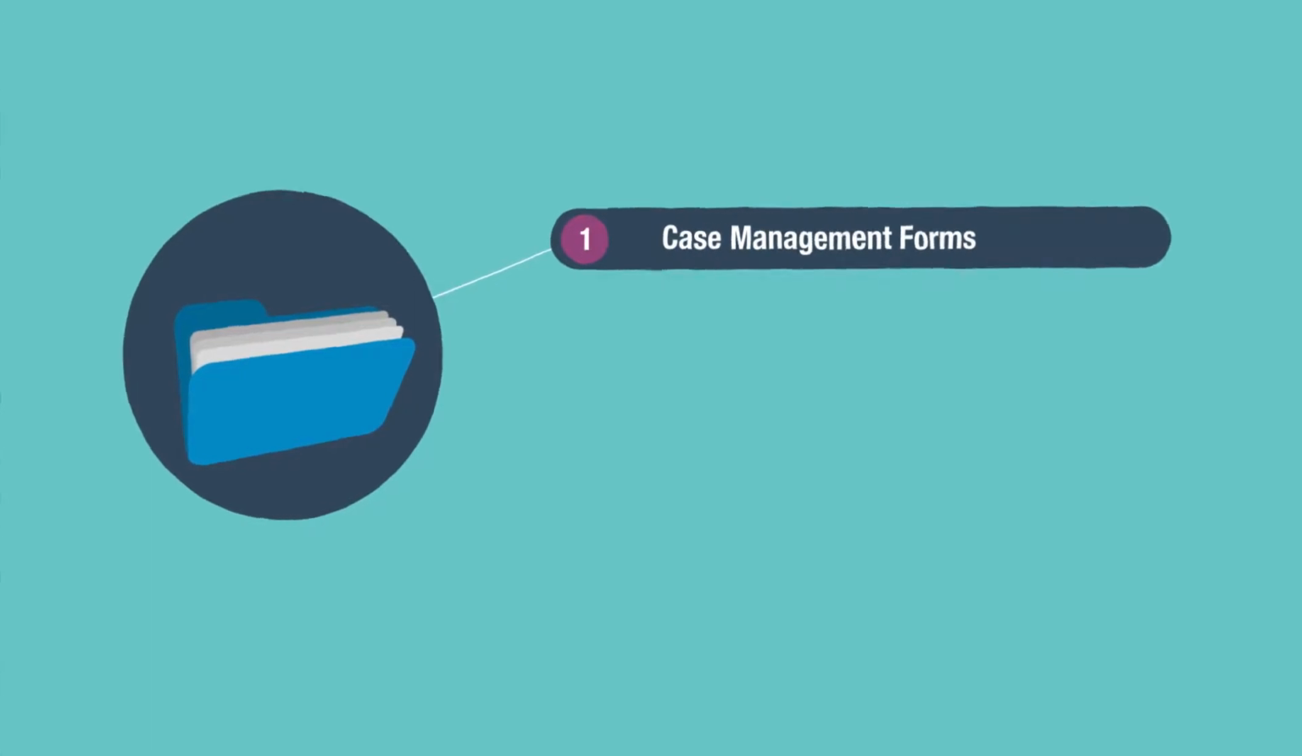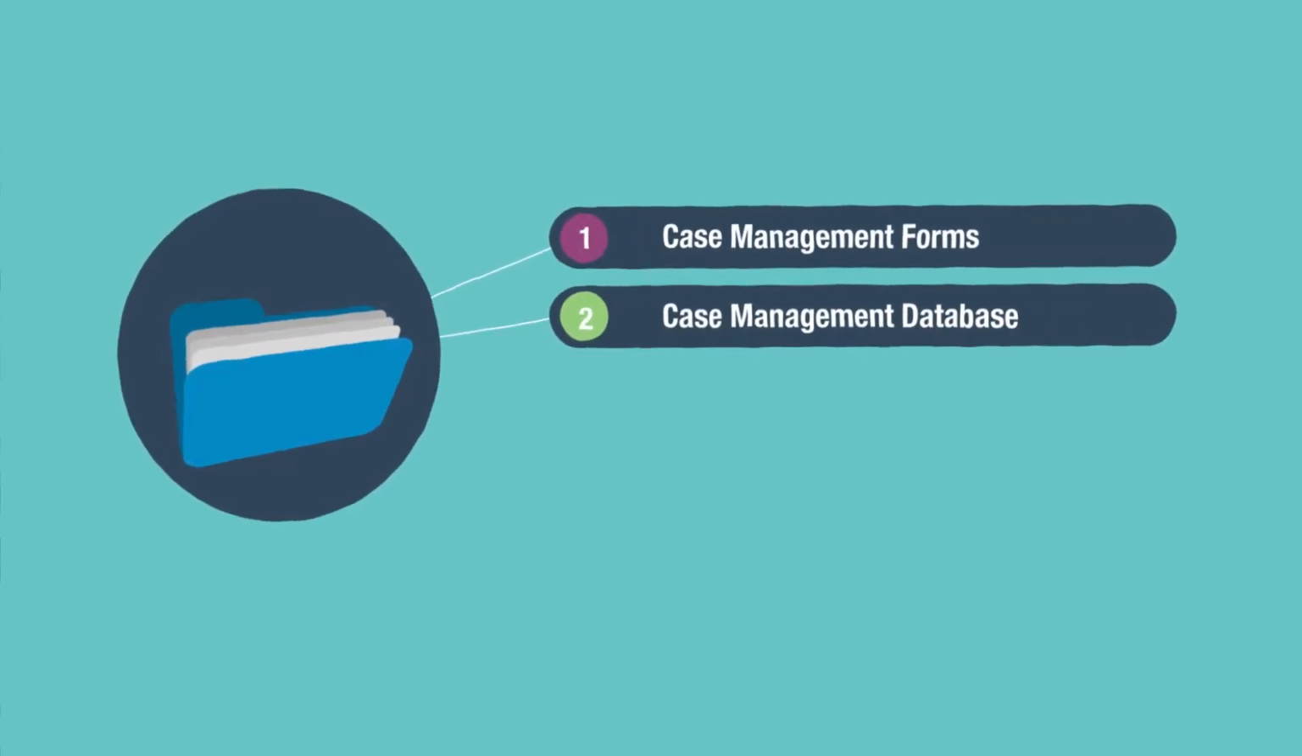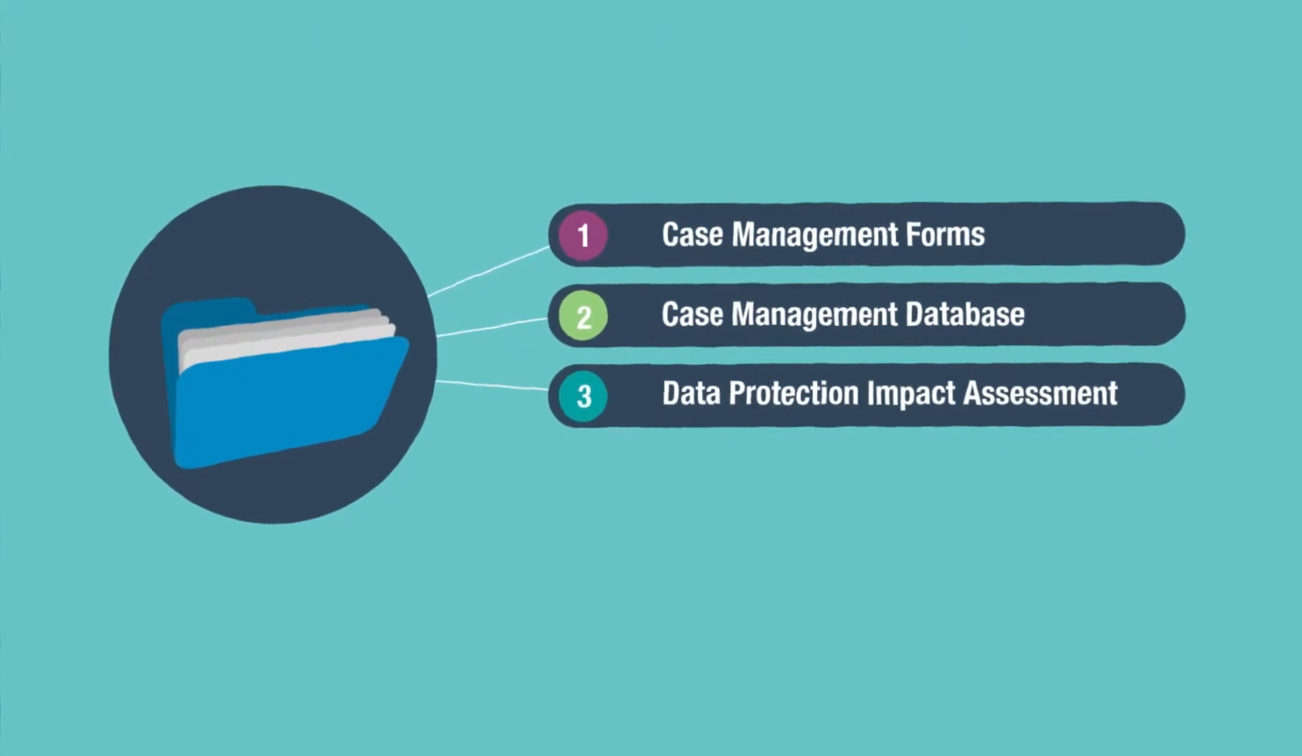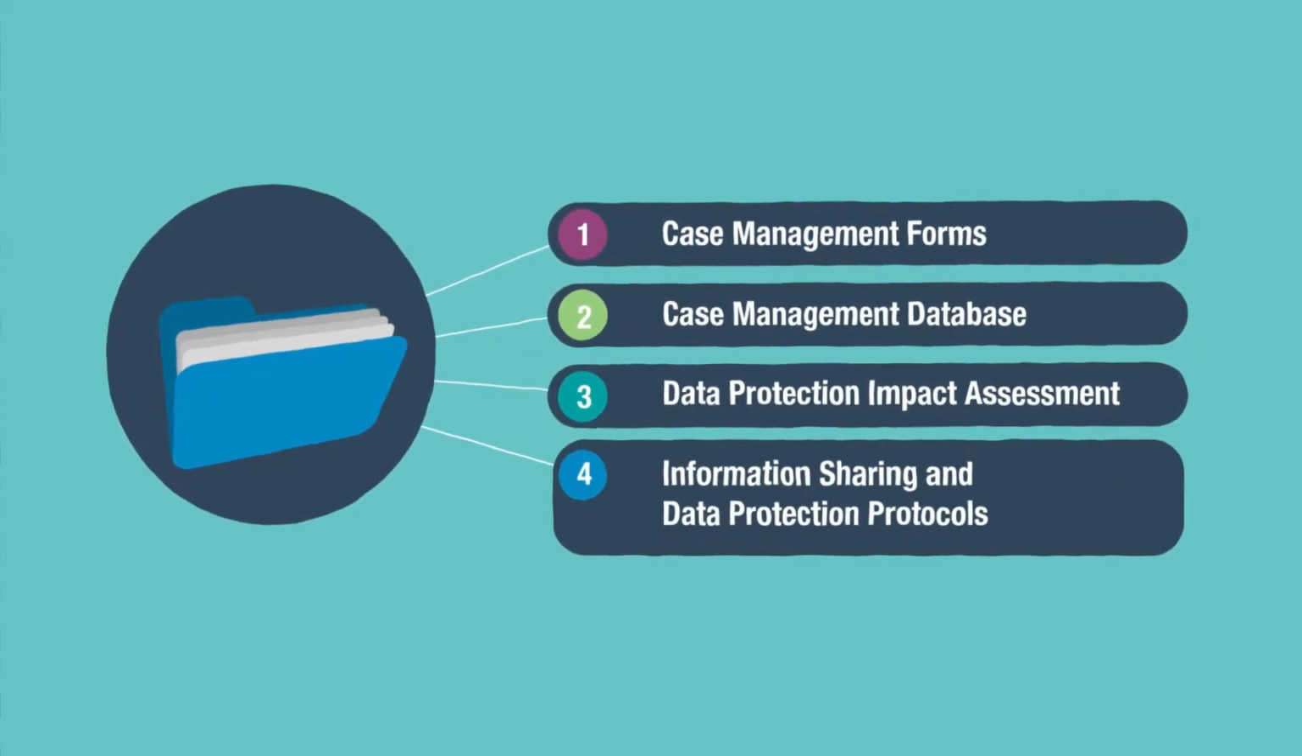Information management within case management covers 4 key areas: case management forms for documenting individual cases, case management database, data protection impact assessment, information sharing and data protection protocols.